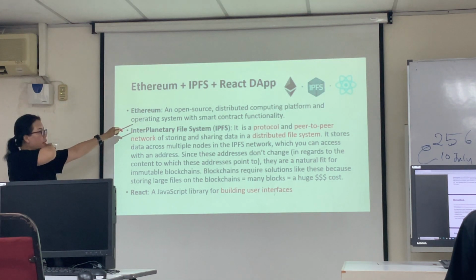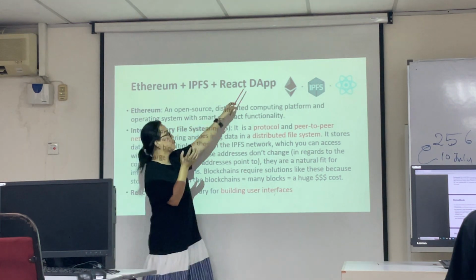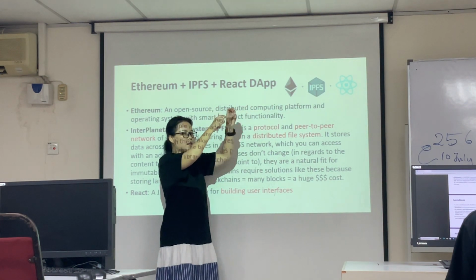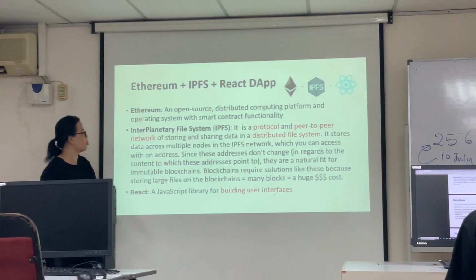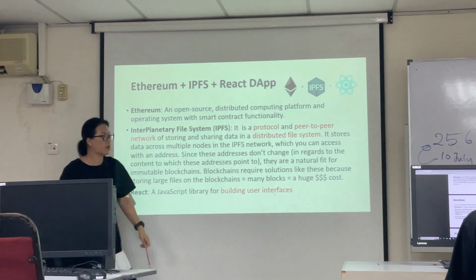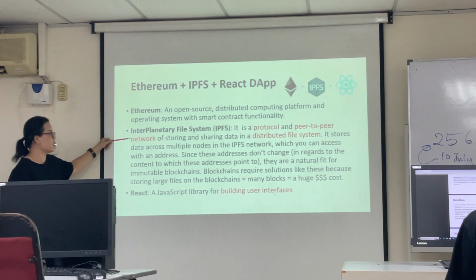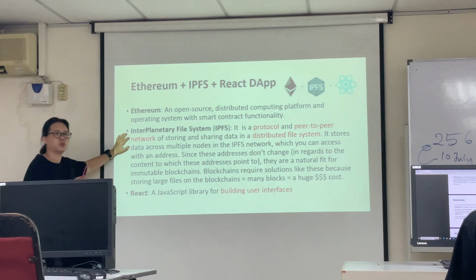Ethereum is open source, and it's a distributed computing platform and operating system with smart contract functionality. DApp stands for decentralized applications. Actually, a decentralized application is a subset of a distributed system. So that's why here we say that it's a distributed computing platform. And this one is the interplanetary file system. This is another part I'm just introducing to you, especially for those who are doing a final year project.